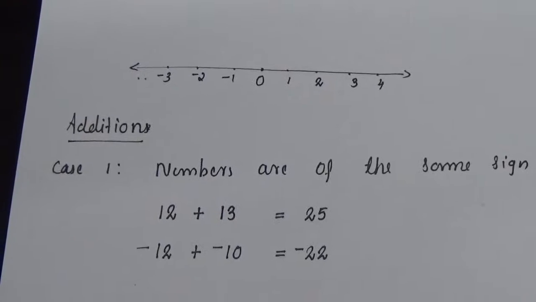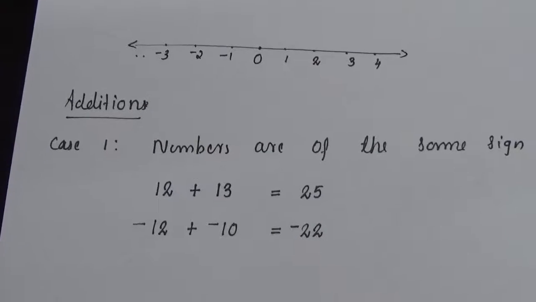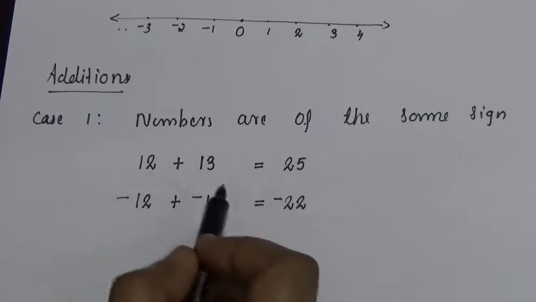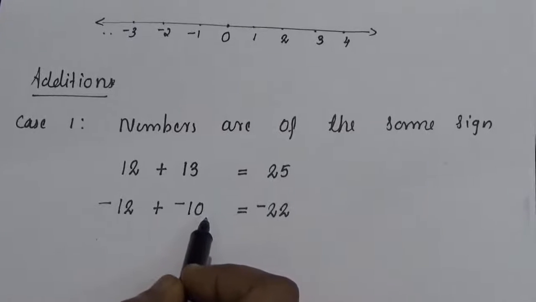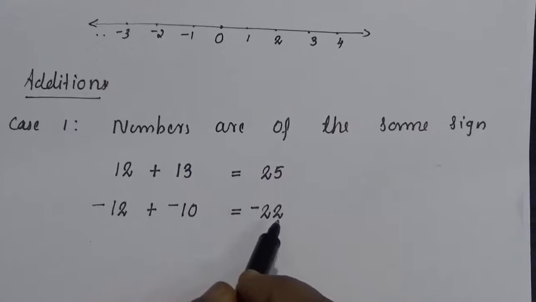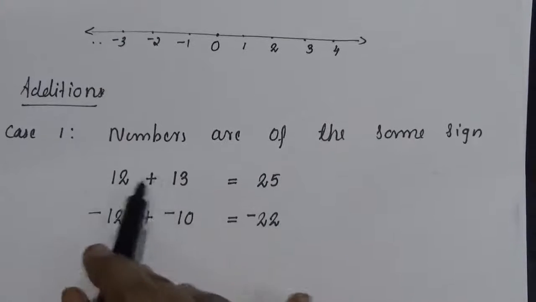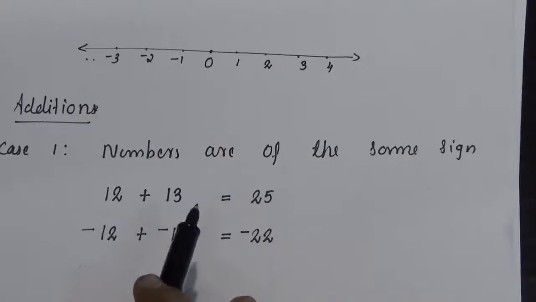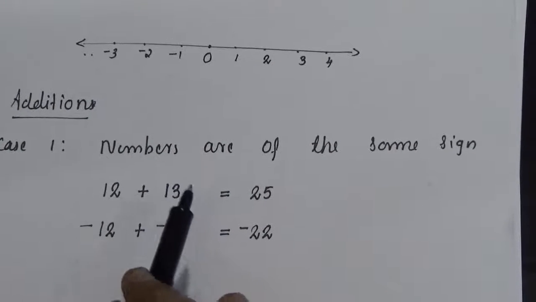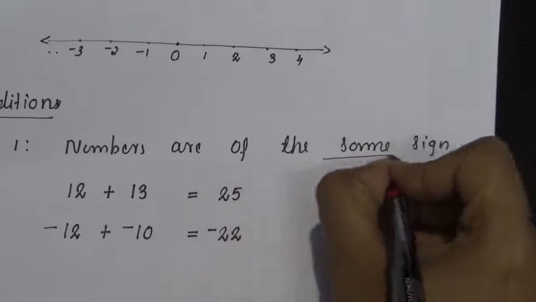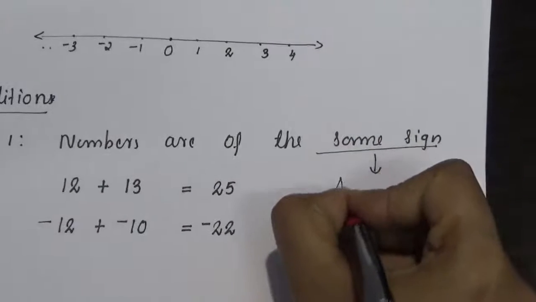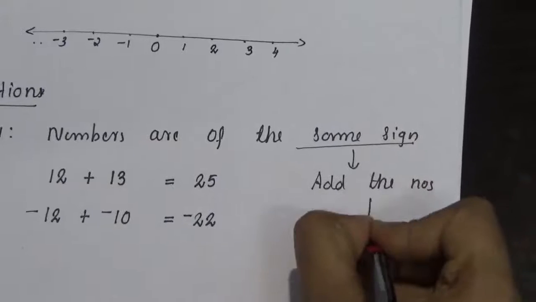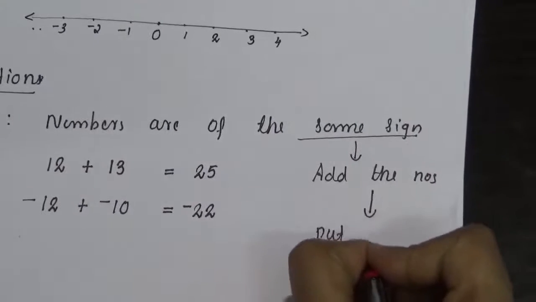Addition of two numbers can be done by using a real line, but that will take more time. So you use this rule for the addition of two numbers, whether they are of positive sign or negative sign. So remember, when you add two numbers of the same sign, add the numbers and put the same sign.